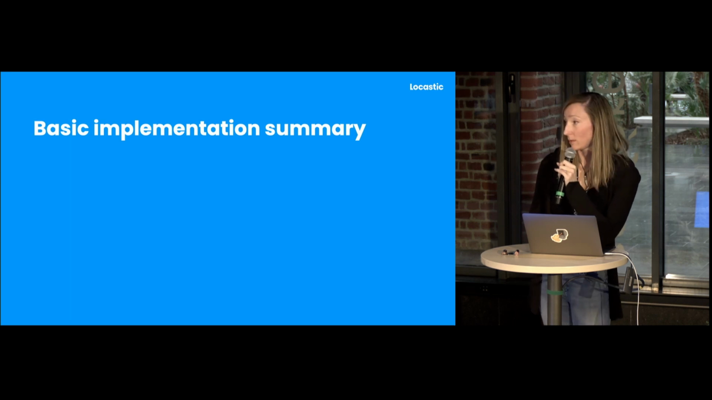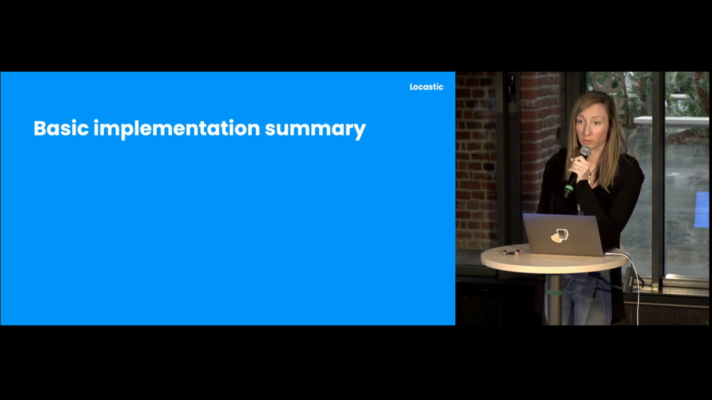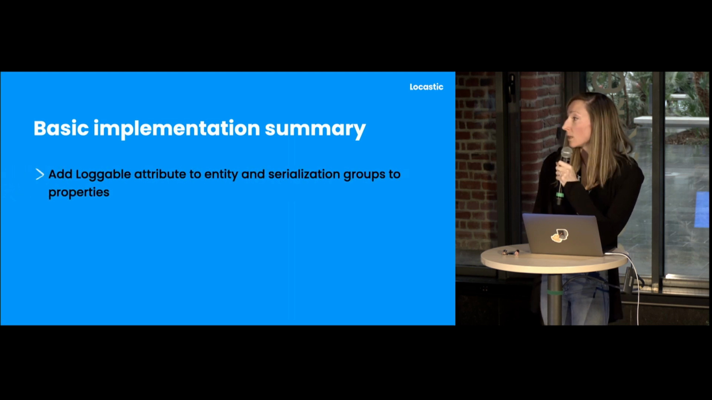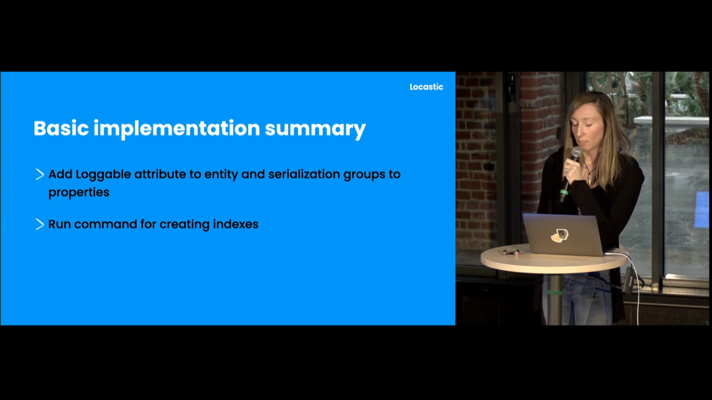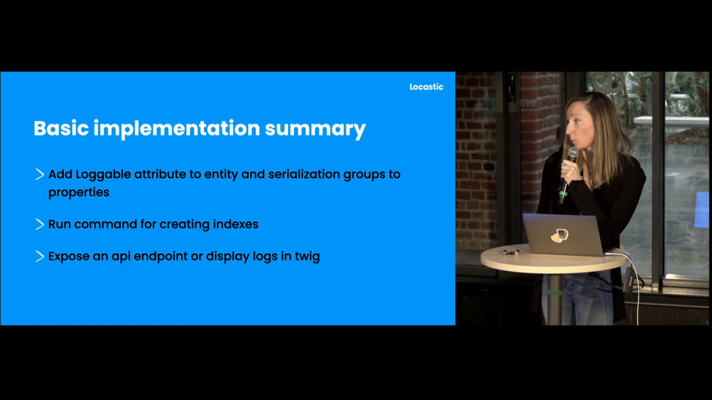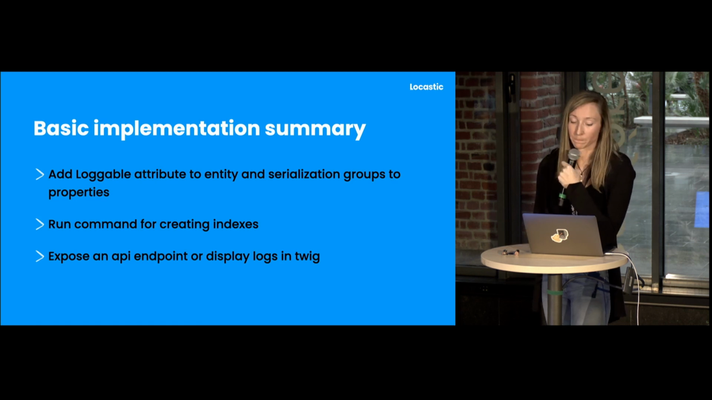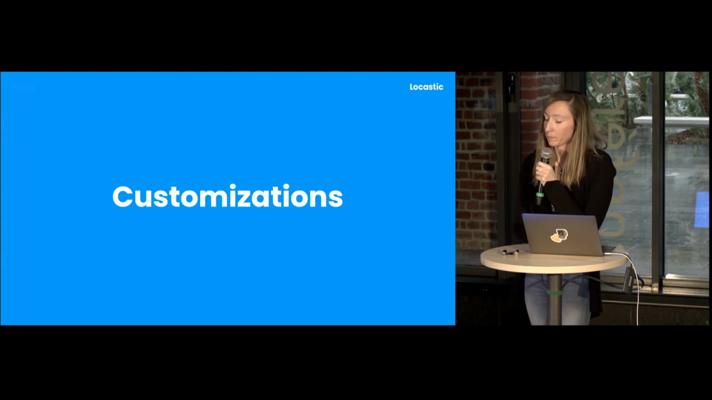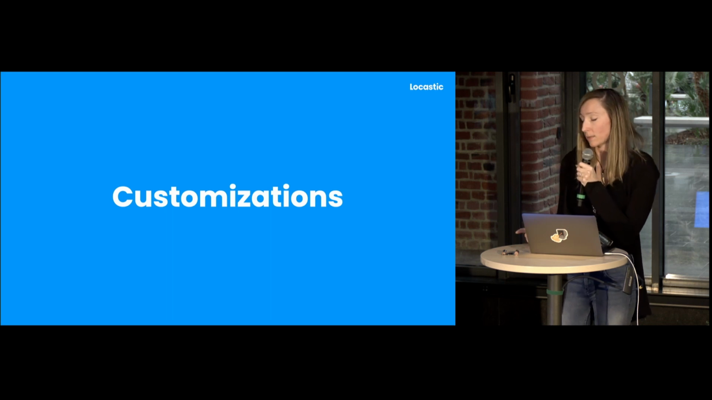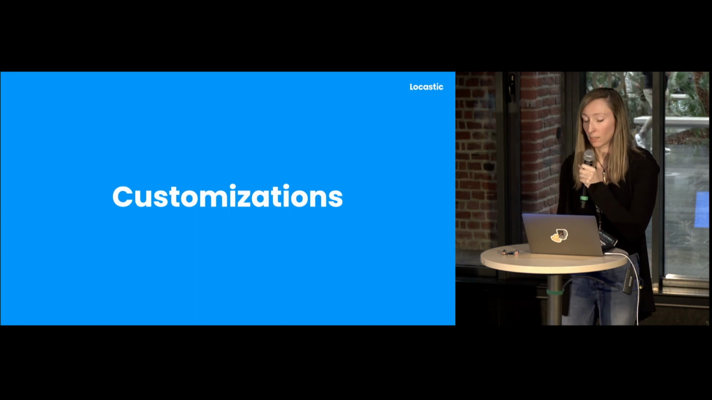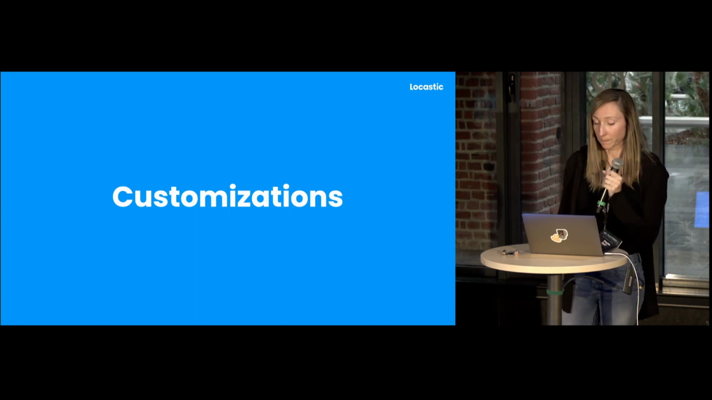So now we can have a quick overview of the basic implementation summary. First step was to add loggable attribute to the entity and the serialization groups to the properties we want to log. Then we run the command for creating indexes, and finally we expose the API endpoint or display logs in Twig. So while this is a really quick and a simple implementation, we usually need something more. We need to usually customize it to our project needs. So let's see what we can do here.